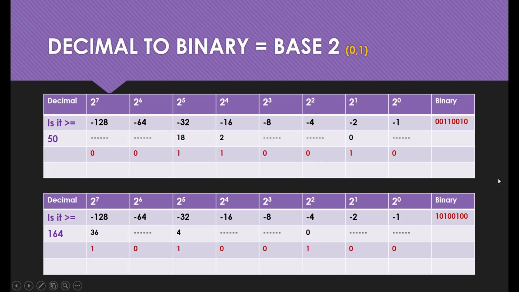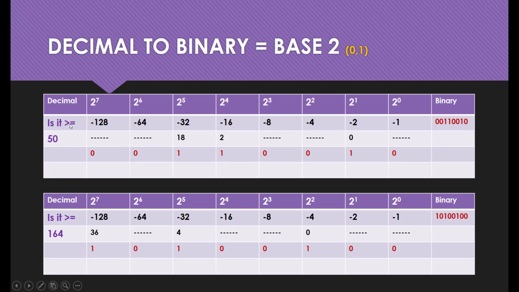So how do we now convert this decimal to binary in base 2? We use the same table, but we just change a few things. The first thing we change is that instead of multiplying, we subtract. Also by the side we can see a condition: is it greater or equal to. And down here we can see our first number, a decimal number we have to convert to binary, which is 50.